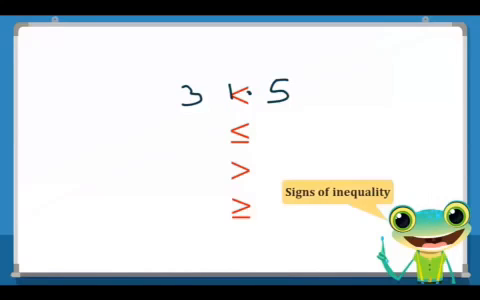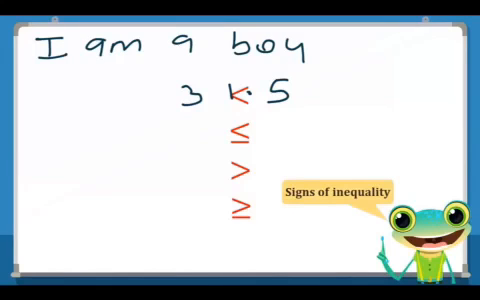Importantly, we read from left to right, just like reading a sentence. Say, I am a boy. We don't read it "boy am I." We read "I am a boy." So we read from left to right. It's the same way we read these inequalities. We read from left to right. So it's 3 is less than 5.